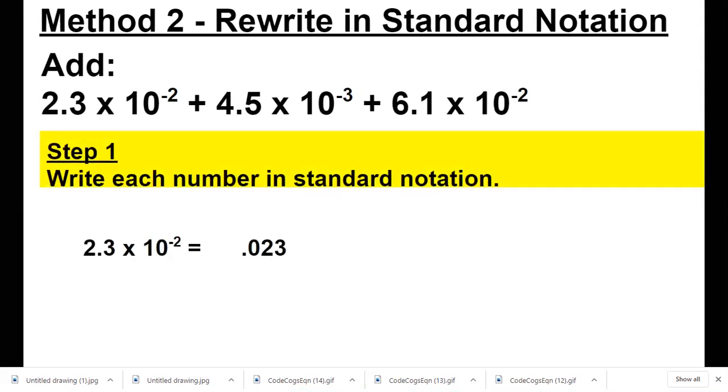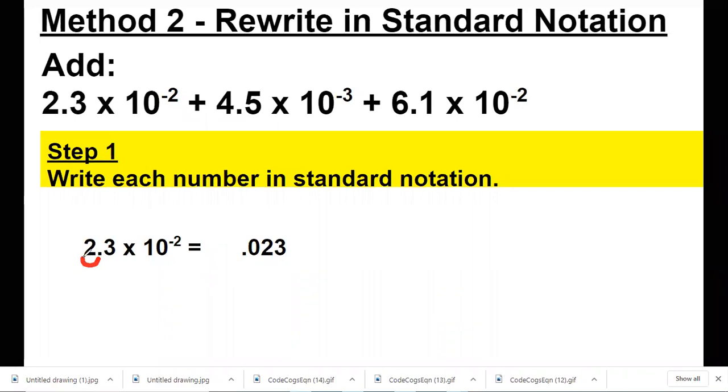2.3 times 10 to the negative 2. Remember now, because it's to the negative 2, we're going to go to the left with our decimal 2 spots. 1, 2. If you forgot how to do that, that would be the last lesson. So that's where we get the 0.023.